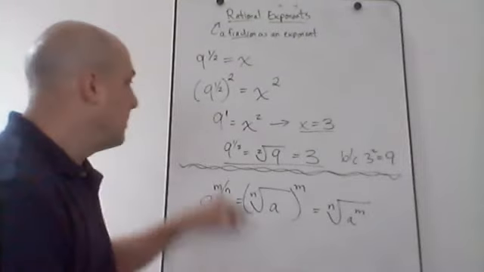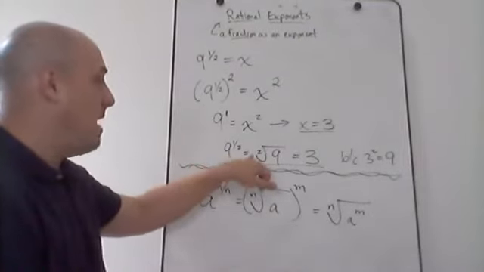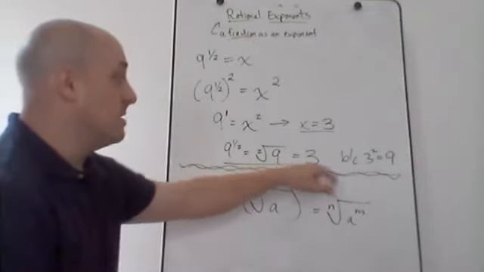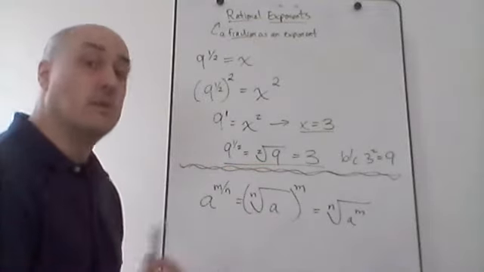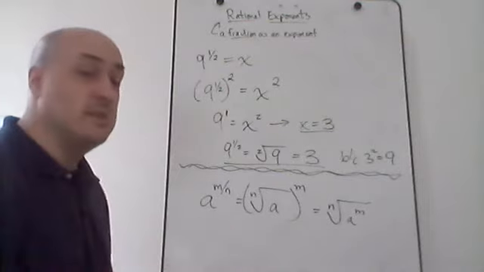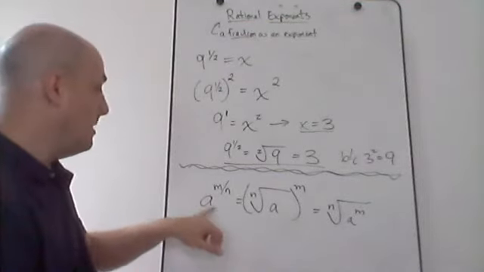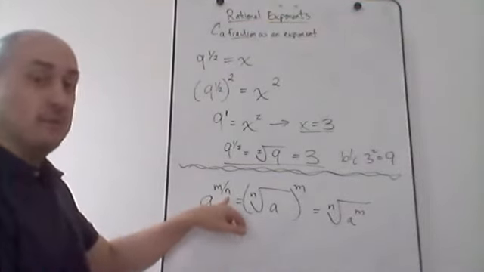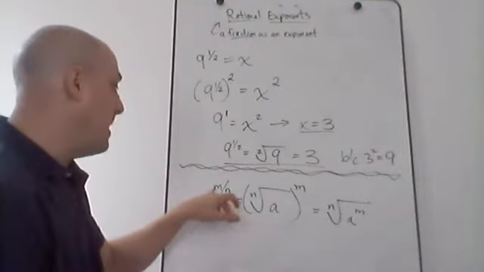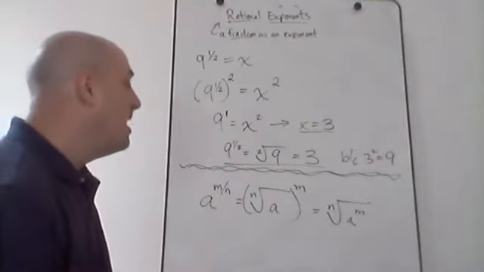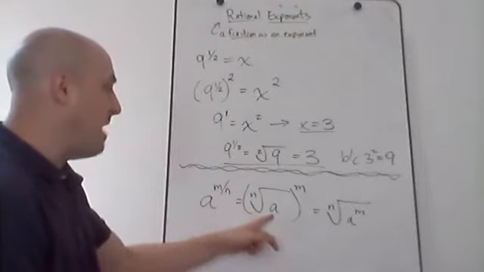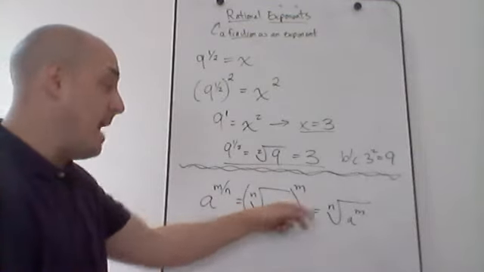All right, so we saw here that 9 to the 1/2 power equals the square root of 9, which is 3, because 3 to the second power equals 9. Right? So the definition of a rational exponent, a to the m over n. Remember, rational means a fraction. So if my exponent is a fraction, m over n, that's equal to the nth root of that base a raised to the m power.